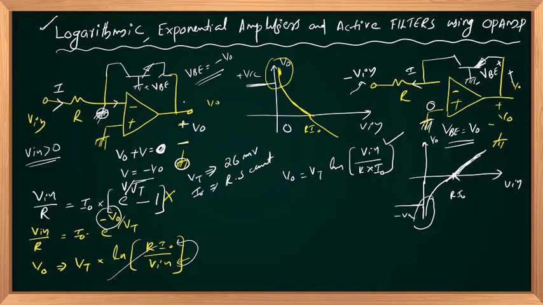Here when V out is positive, this transistor base-emitter junction will turn off, so it acts as an open circuit, and the output will be plus VCC. In this example, if V in is negative, the output will be negative VCC, and this PNP transistor will get open circuited, so the output is saturated at minus VCC. Right?